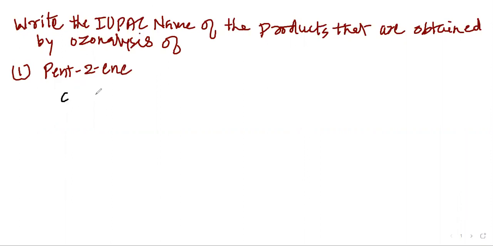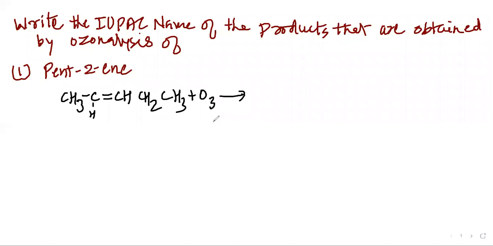We have 5 carbons, 1, 2, 3, 4 and 5 carbons. On the second carbon we have a double bond, so it becomes 2-ene. So this is how we have CH3, then C. Then see, three valencies of these are satisfied. So we can write CH over here, we can put H over here, and this is your pent-2-ene.